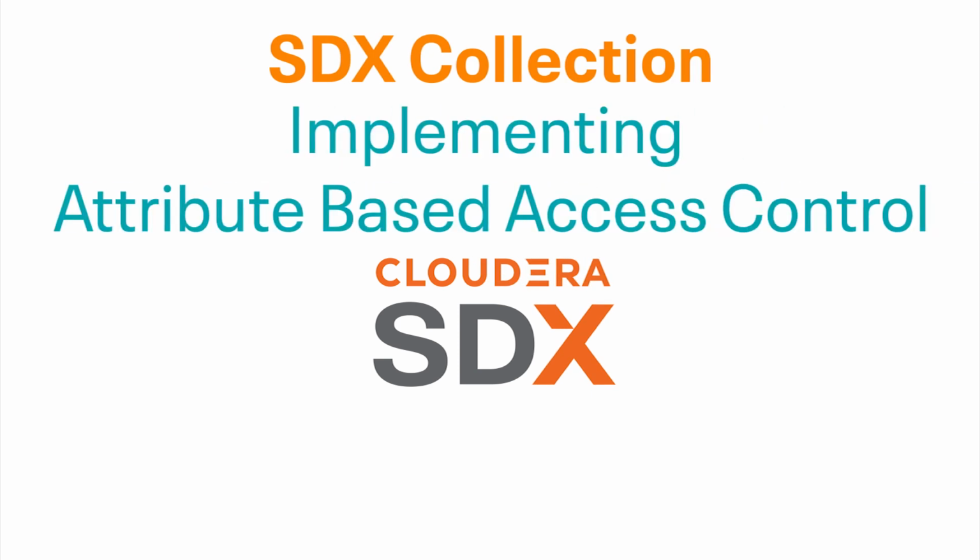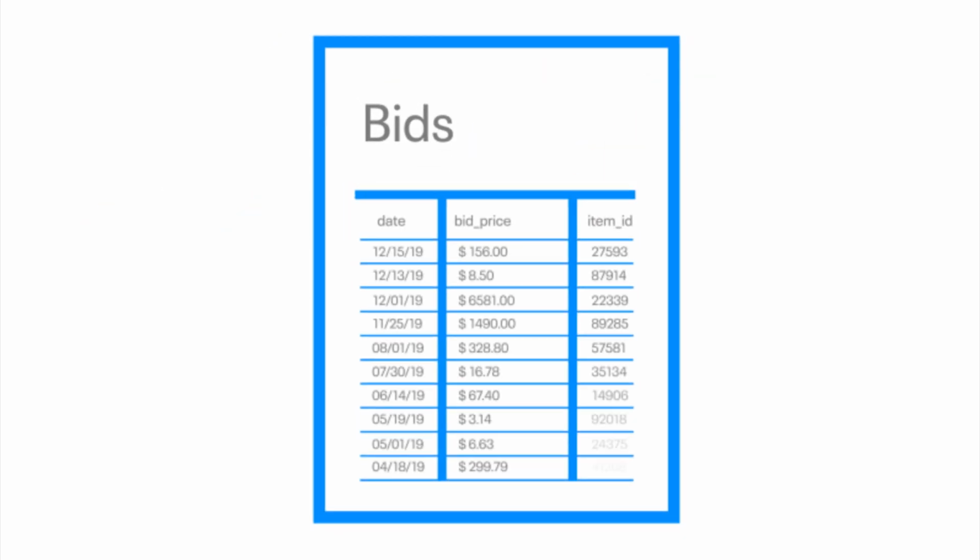Hi everyone, this is Mark again, and welcome back to the SDX collection. Today we're going to be talking about implementing attribute-based access control, also known as ABAC. This is just a fancy way of saying we're going to implement security using tagging. But this simple tagging system can do some very powerful things.